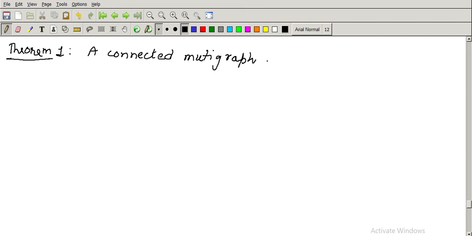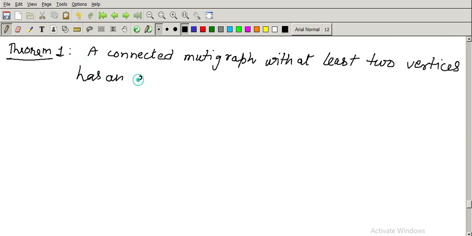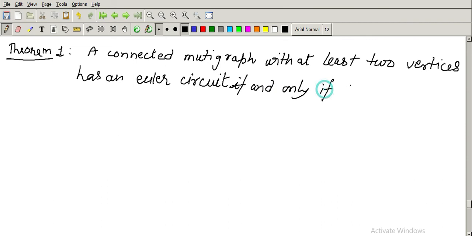A connected multigraph with at least two vertices has an Euler circuit, right? And you know what an Euler circuit is, okay? If and only if each of its vertices has even degree, right?